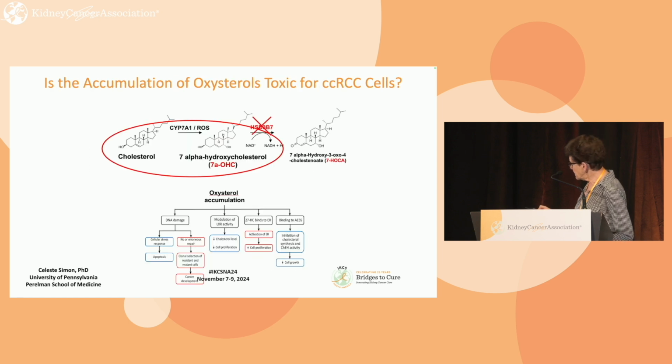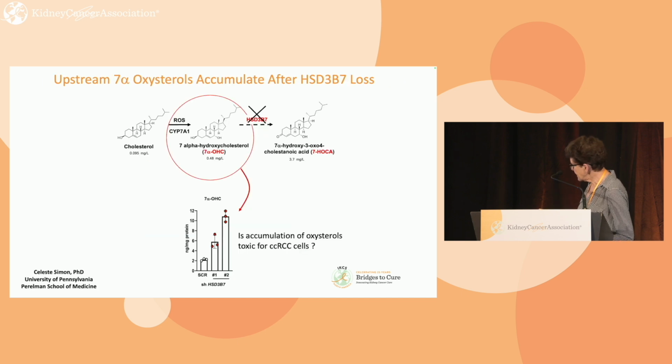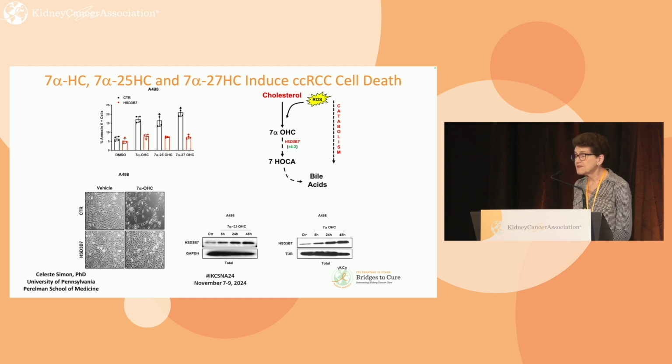Now, is this because of the accumulation of the oxysterols that I mentioned, like 7-alpha-hydroxycholesterol? Some of its outputs can be DNA damage, cell death, and reduced cell proliferation. And so lipidomics approaches indicated indeed that when we eliminate HSD3B7 activity, there is an accumulation of 7-alpha-hydroxycholesterol and related compounds, and this is at the expense of producing the 7-HOCA derivative. So we believe that this is actually causing the cell death in the treated cells.